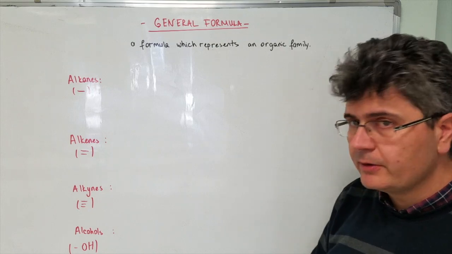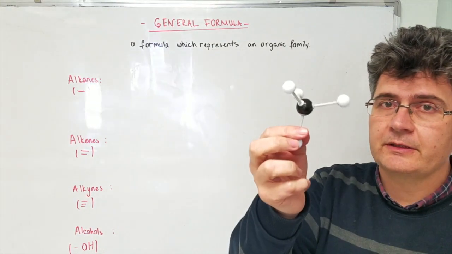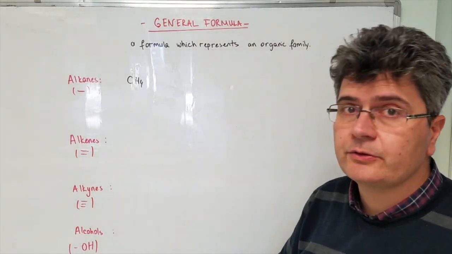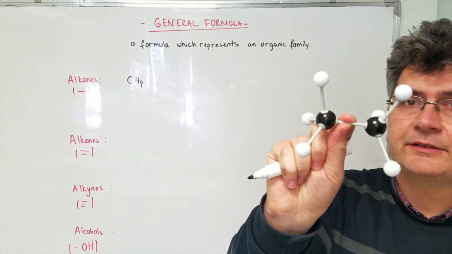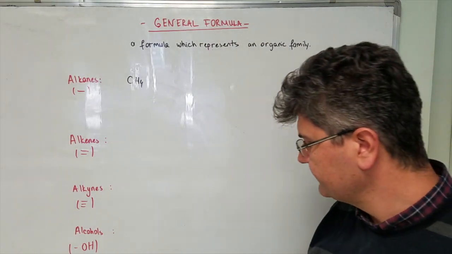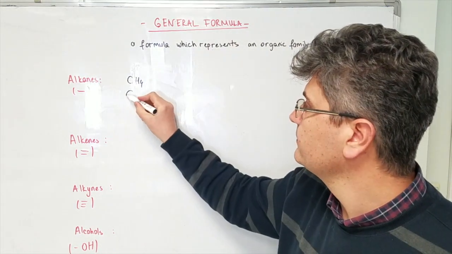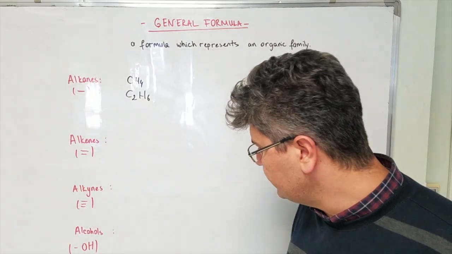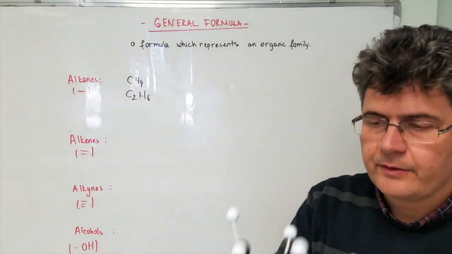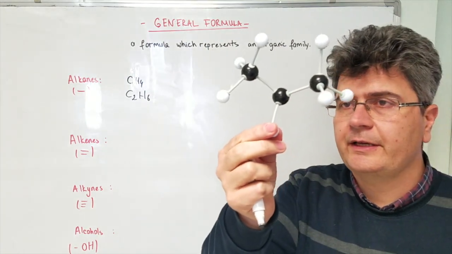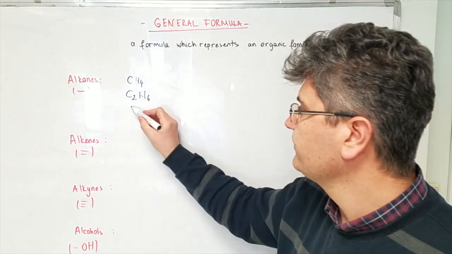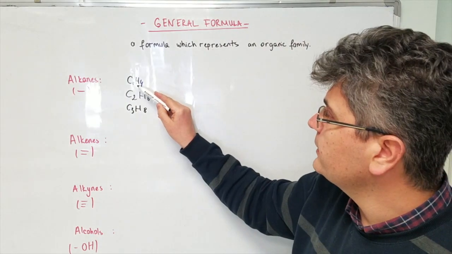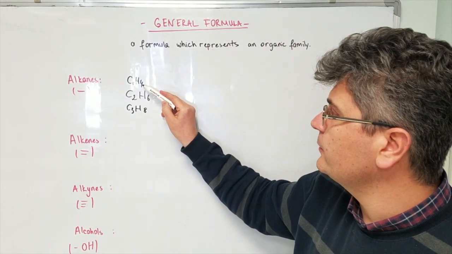So the first member of alkanes is this one, CH4. The second member contains two carbon atoms. It is C2H6. The third member of the family is going to be this one, C3H8. Let's try to find the relationship between the number of carbons and number of hydrogens.